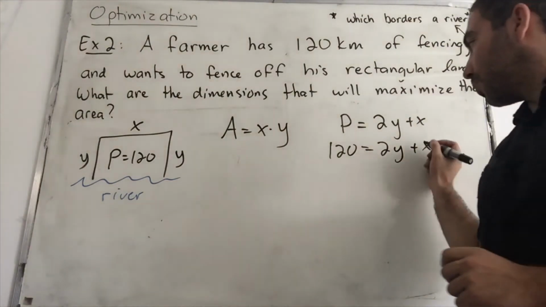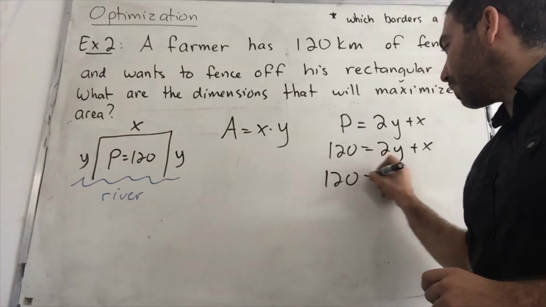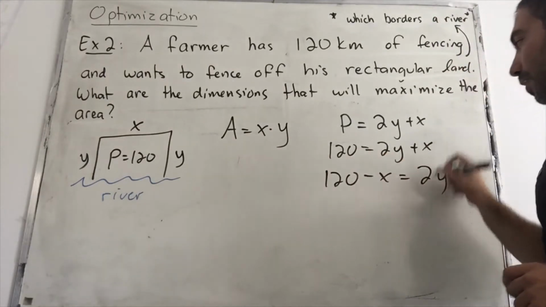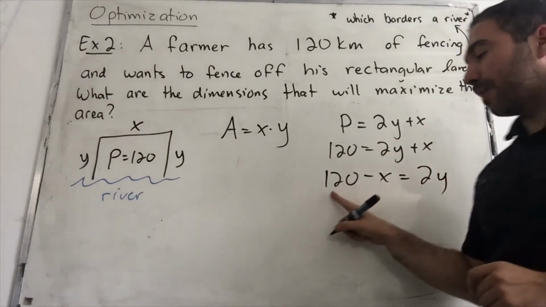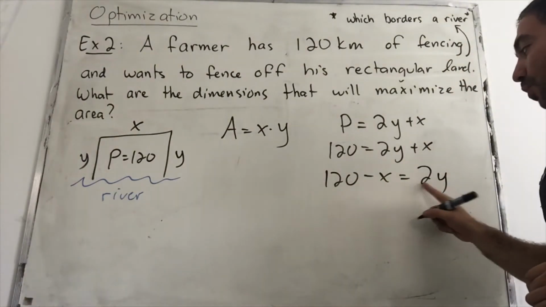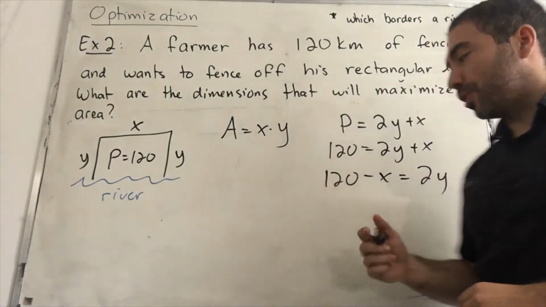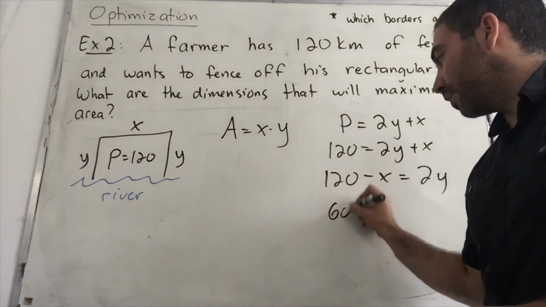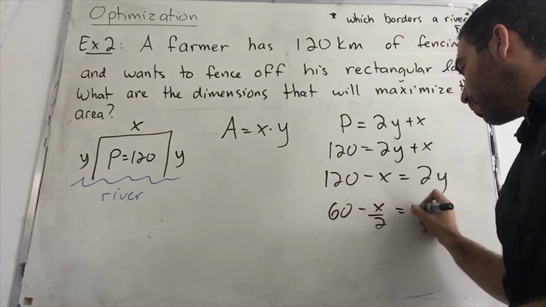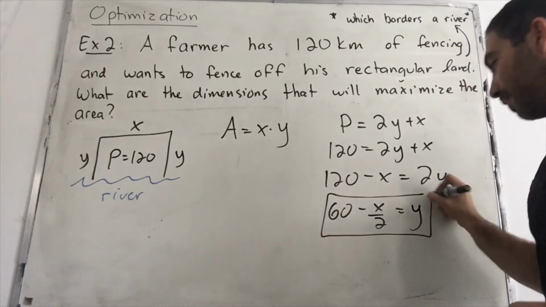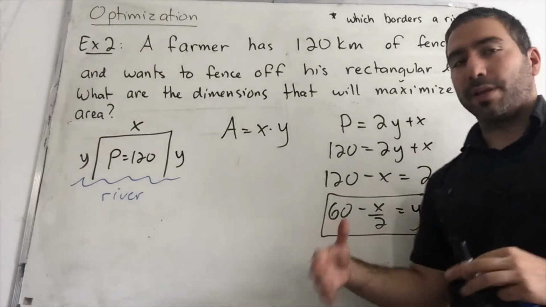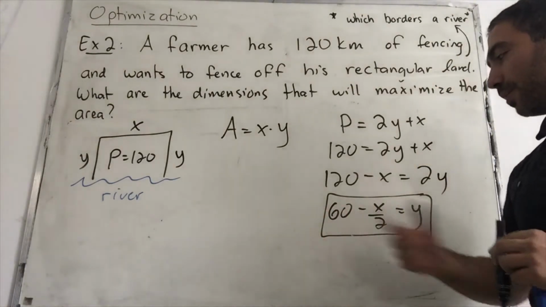Okay. So I'm gonna start off by bringing over my x by subtracting x on both sides. So if I bring over my x, it becomes negative x. We have 120 minus x equals 2y, and now I'm gonna divide both sides of the equation by 2, giving me (60 minus x) over 2 equals y. So it's not as efficient here because we're working with a fraction, but that doesn't bother me. So I'm going to go ahead and do it this way.